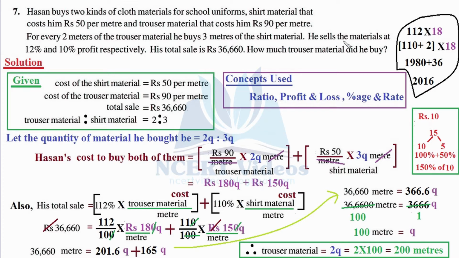Now, he sells the material at 12% and 10% profit respectively. That is, he is having a profit in selling both these materials for the school uniforms. Now, his total sale is rupees 36,660. Remember, it is the sale, not the cost price. This is the value he got after selling all the quantity that he initially bought. So we wrote the same. Total sale equals rupees 36,660.